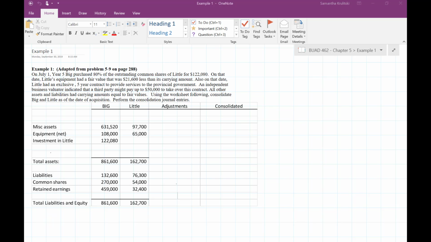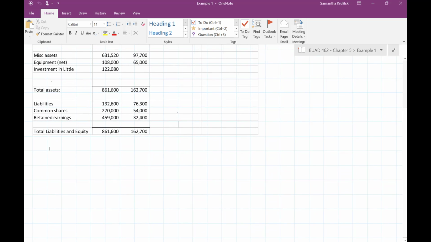Also on that date, Little had an exclusive 5-year contract to provide services to the provincial government. An independent business valuator indicated that a third party might pay up to $50,000 to take over this contract. All other assets and liabilities had carrying amounts equal to fair values. Using the worksheet following, consolidate Big and Little as of the date of acquisition, and then perform the journal entries. So let's start with step 1.